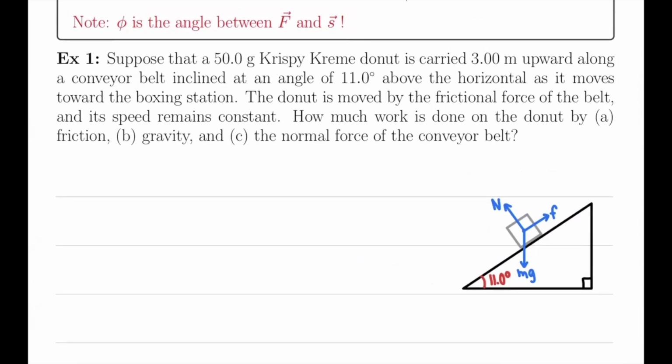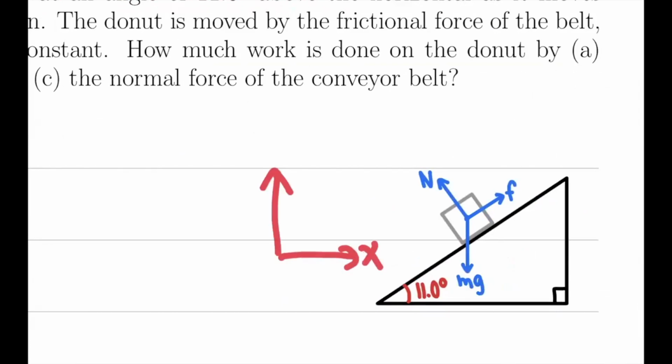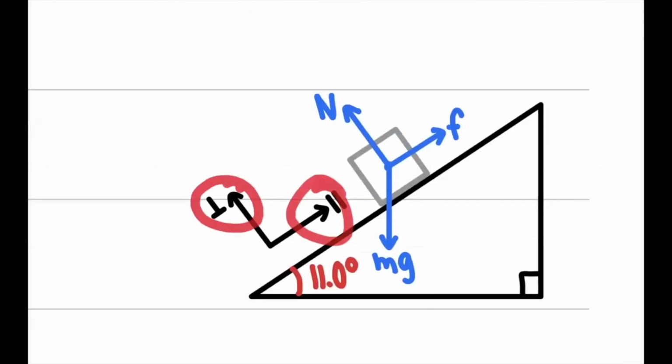Let's define our coordinate system right now. What will make our life easier? Are we going to do x and y like this, or are we going to rotate our standard x and y coordinate system? Rotate. Yes. So I'm going to have one axis that's parallel to the conveyor belt and one that's perpendicular, like this. Parallel and perpendicular to the conveyor belt.